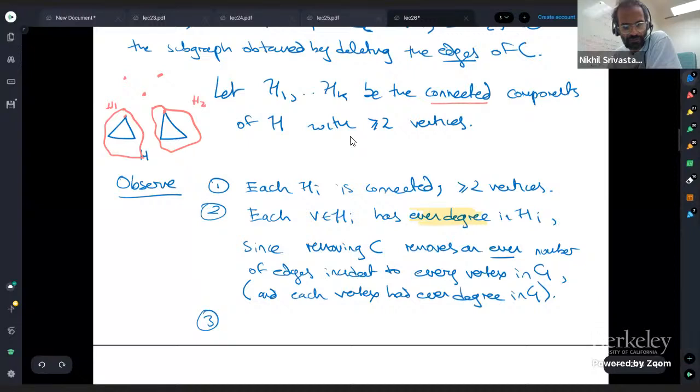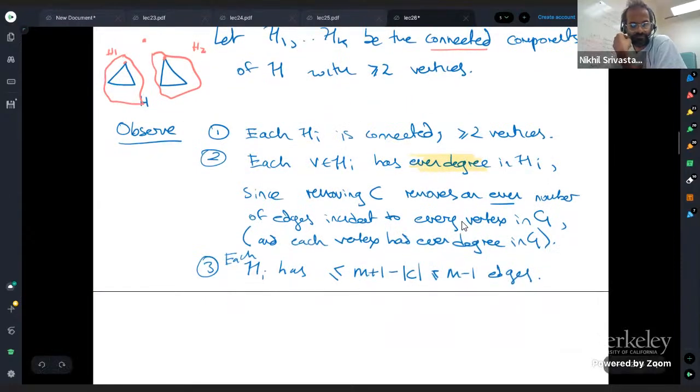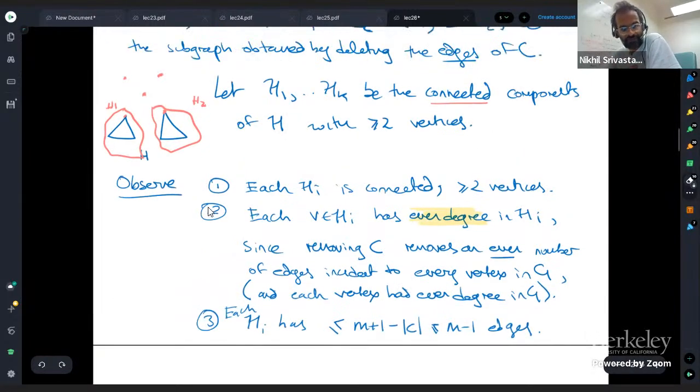Okay, so each H_i has at most M plus 1 minus the number of edges in C, which is less than M minus 1 edges. So each of these graphs has fewer edges. By the inductive hypothesis, each of them has an Euler circuit. Now, before invoking the induction hypothesis, I'm going to make one more claim, which is going to be useful in completing the induction. But any questions about these observations?